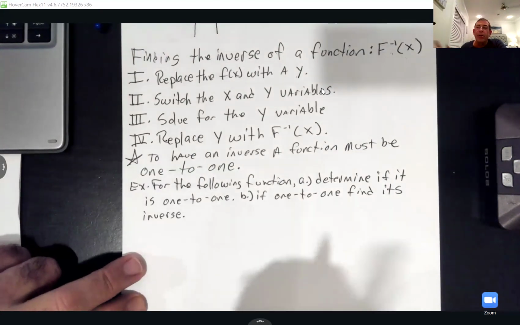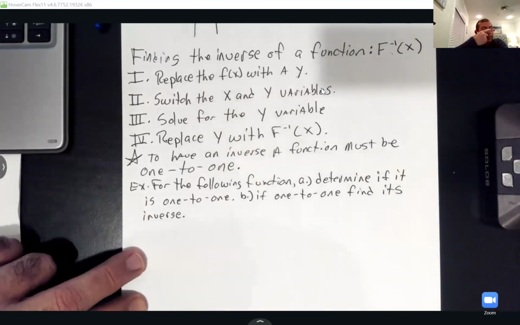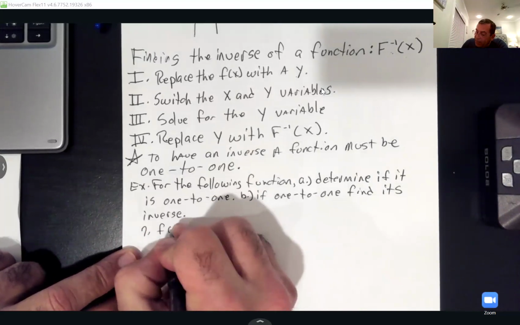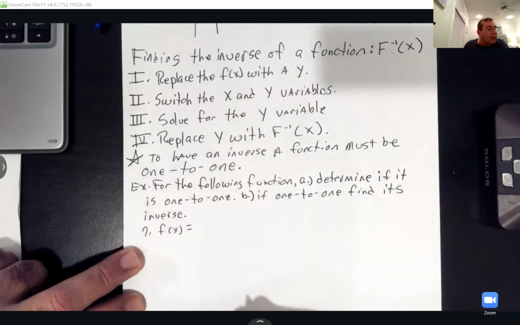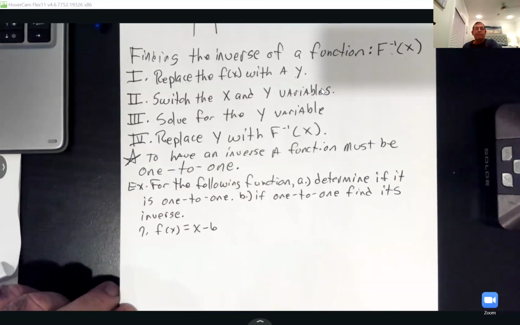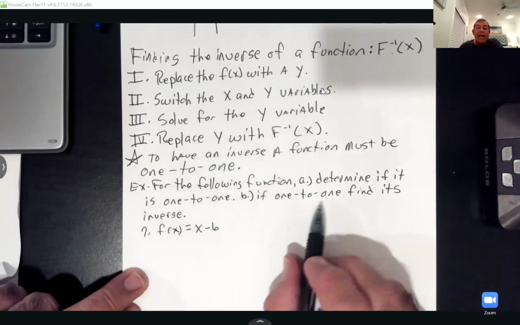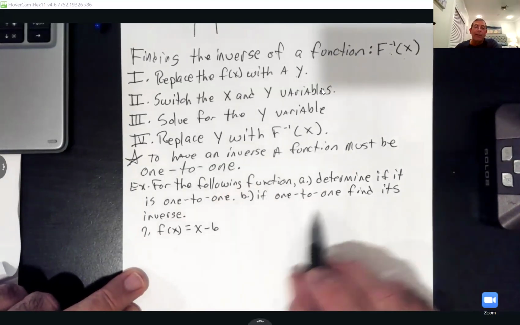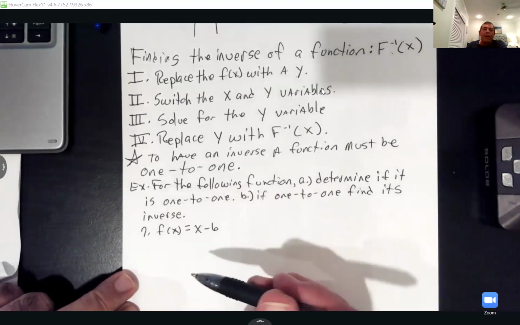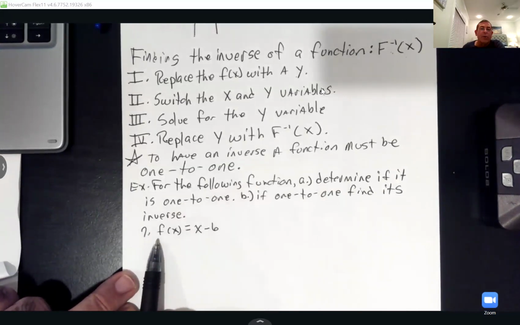Okay. Now, the other thing you can do is you can graph it on the calculator and you can see that they're actually 1-to-1 if you want. So number 7 has f of x equals x minus 6. Well, x minus 6 is a straight line, so we know it's 1-to-1 because it's just a straight line going uphill left to right. So we know already that all these are going to be 1-to-1.